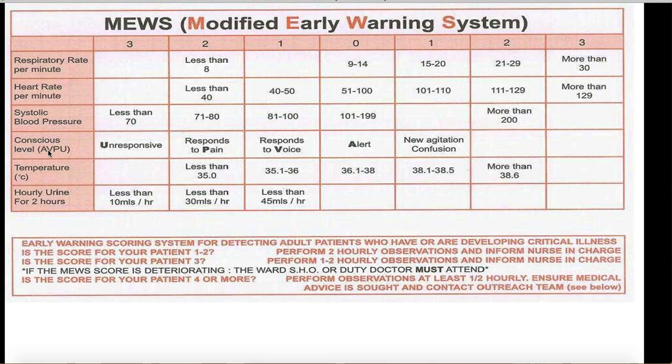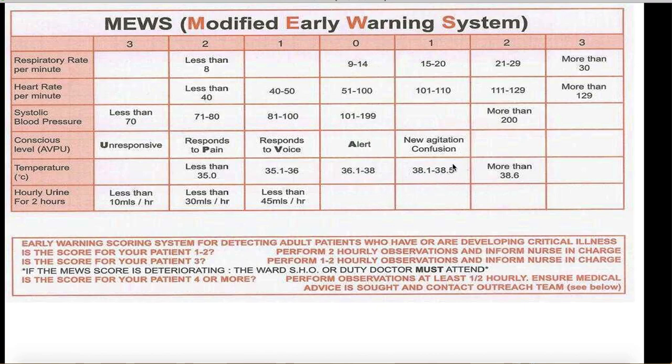The conscious level: alert, active, is the normal score. New agitation or confusion, score 1. Responds only to voice, score 1. Responds to pain, score 2. Not responsive, unresponsive, score 3. The temperature, normal is 36.1 to 38, which means 0. It's not exactly normal, but it is 0. So temperature in degrees centigrade.